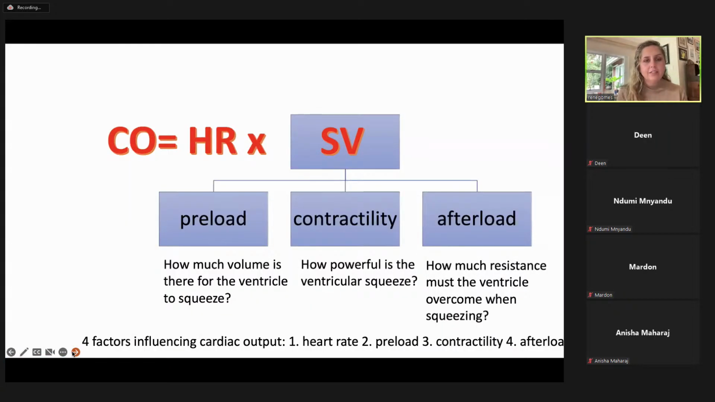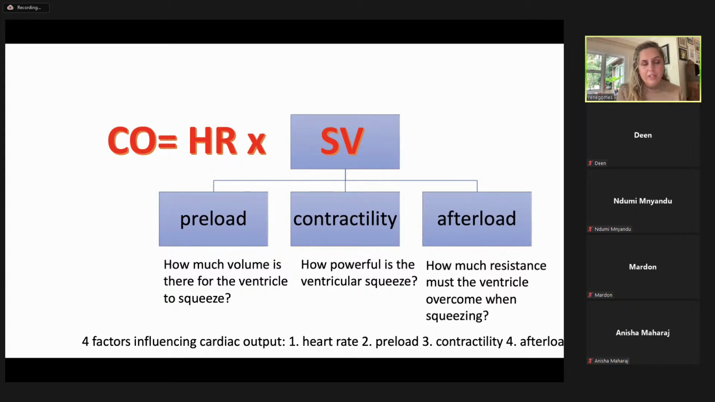Okay, so the next part is splitting up what makes that stroke volume. So we've still got cardiac output equals heart rate times stroke volume, the mother equation. But now we need to know more about the stroke volume. What factors influence the stroke volume? And remember, the stroke volume is the amount of blood that's pumped out of the heart. Okay, so obviously, if we're talking about volume, we need to know how much volume was there to start off with in the ventricle. And that is our preload. How much volume is there for the ventricle to squeeze out? So how much volume came in?